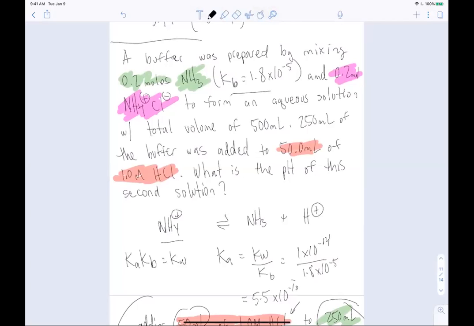Take 250 milliliters of a 0.4 molar solution. That's basically what you're doing. That's the right way to think about it.